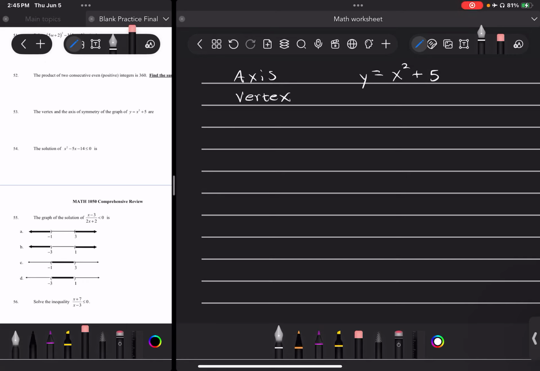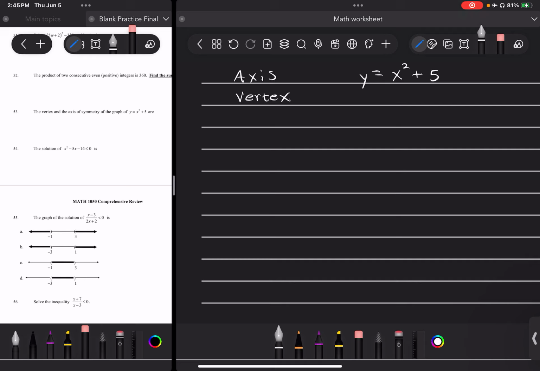Alright, this is question 53 for the practice final. This particular question is asking us for our vertex and our axis of symmetry. An easy way of doing these is to look at the first couple of letters. In this case, AX is looking for what our x is going to be, for axis. So we're going to solve the axis first.